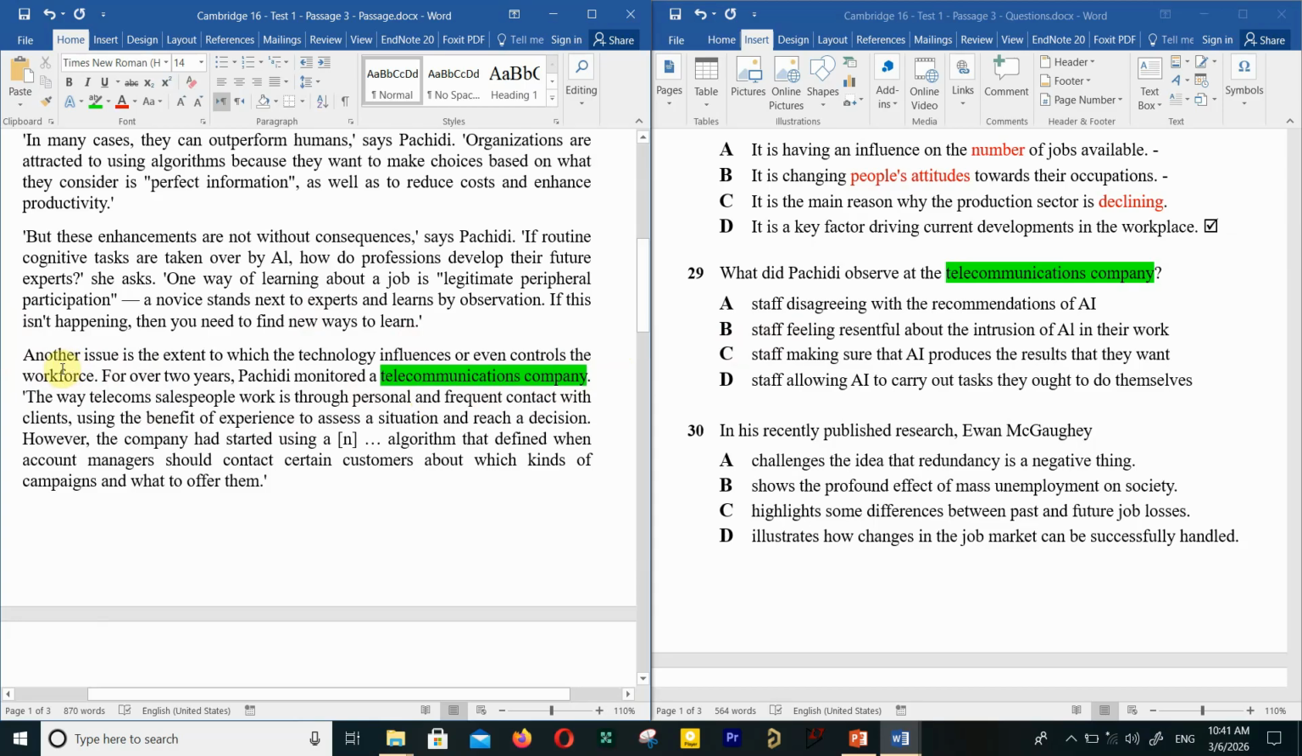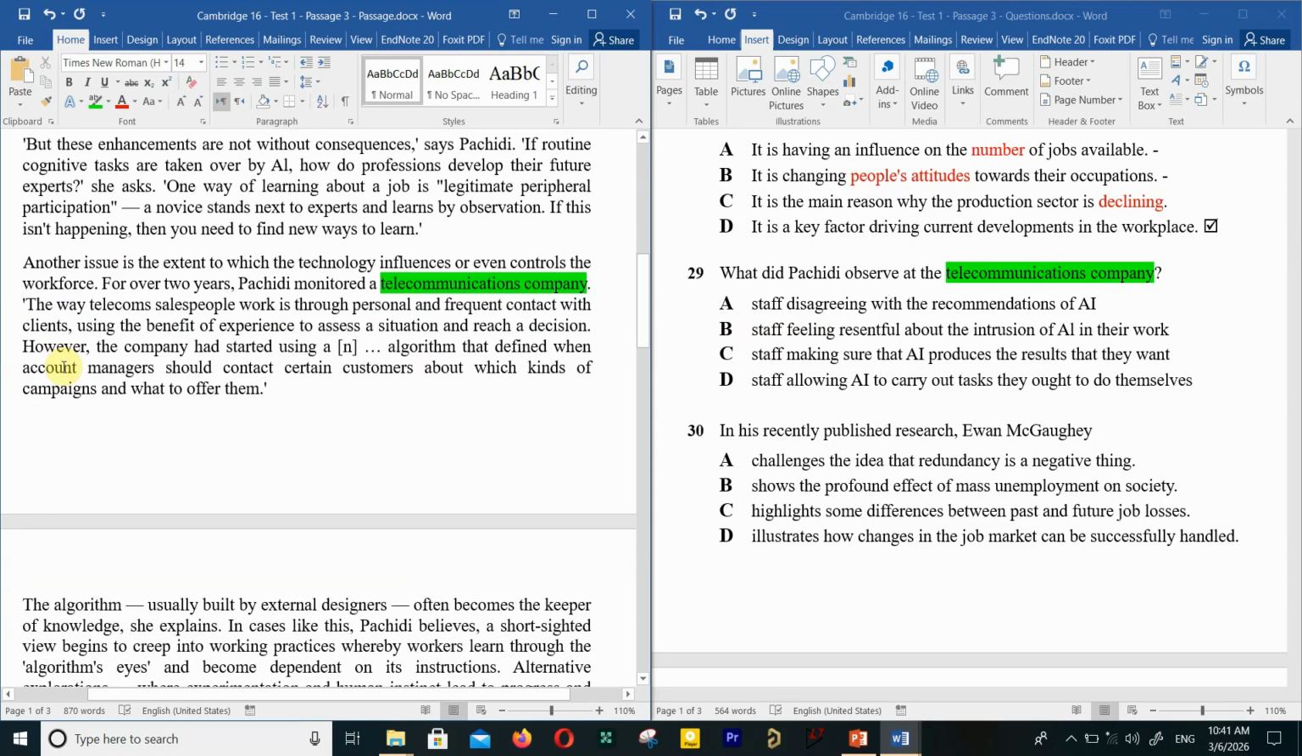And here it says that, unfortunately we had to go through this paragraph as well. Another issue is the extent to which the technology influences or even controls the workforce. For over 2 years, Pashidi monitored a telecommunications company. The way telecom salespeople work is through personal and frequent contact with clients, using the benefit of experience to assess a situation and reach a decision.